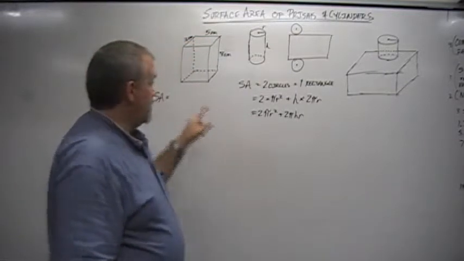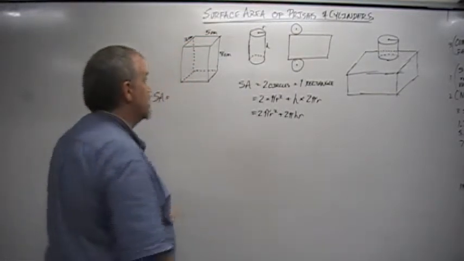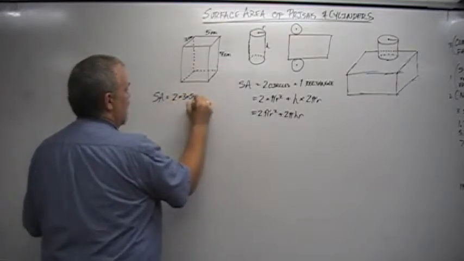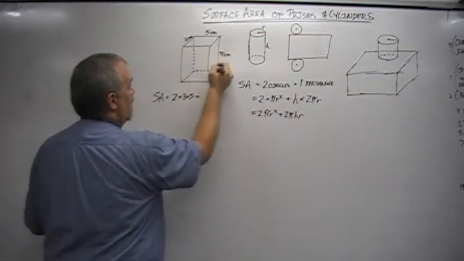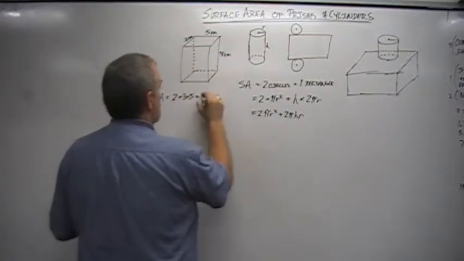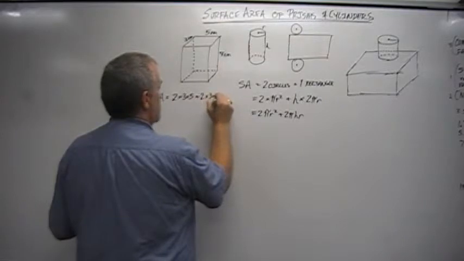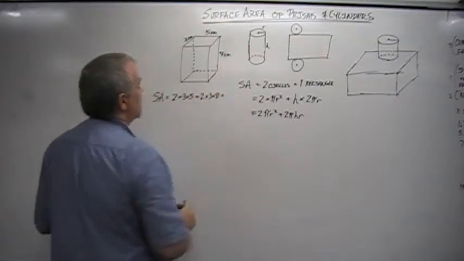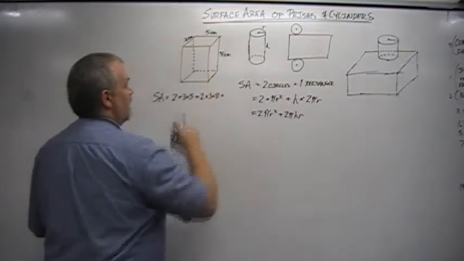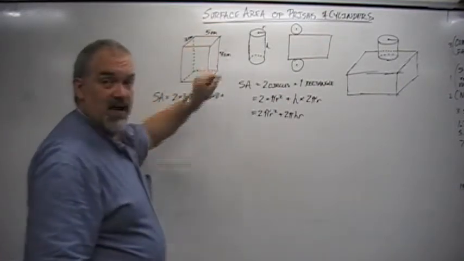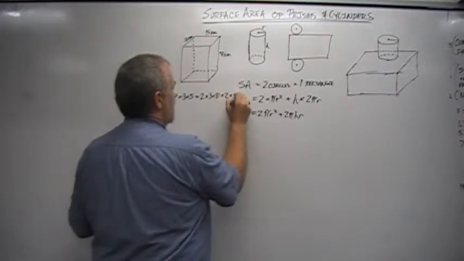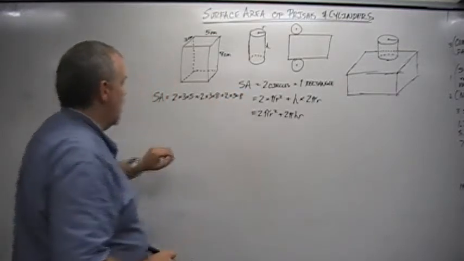But we have 2 of those because there's one down at the bottom as well. So 2 times 3 times 5. Then we'd have this side over here, which would be 3 times 8, and there are 2 sides the same. So 2 times 3 times 8, plus, and then we've got the front face and the back face, which would be 5 times 8, and there's 2 of those. So 2 times 5 times 8. We're running into our cylinder there.